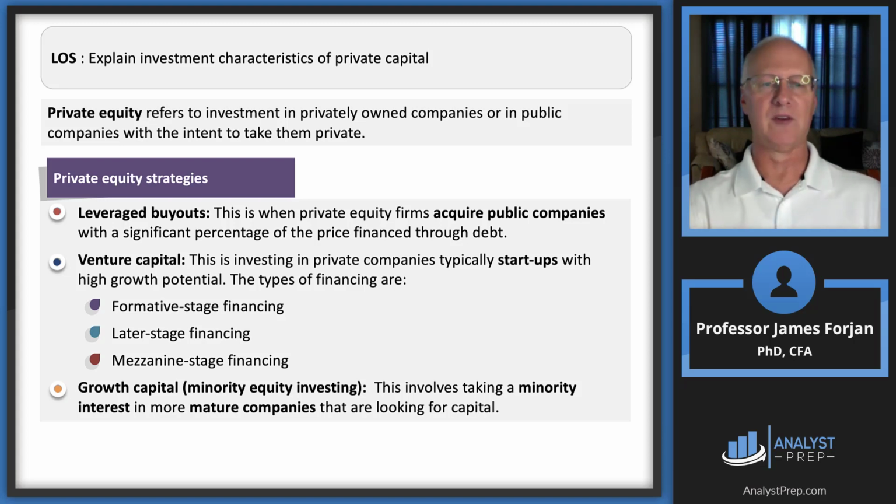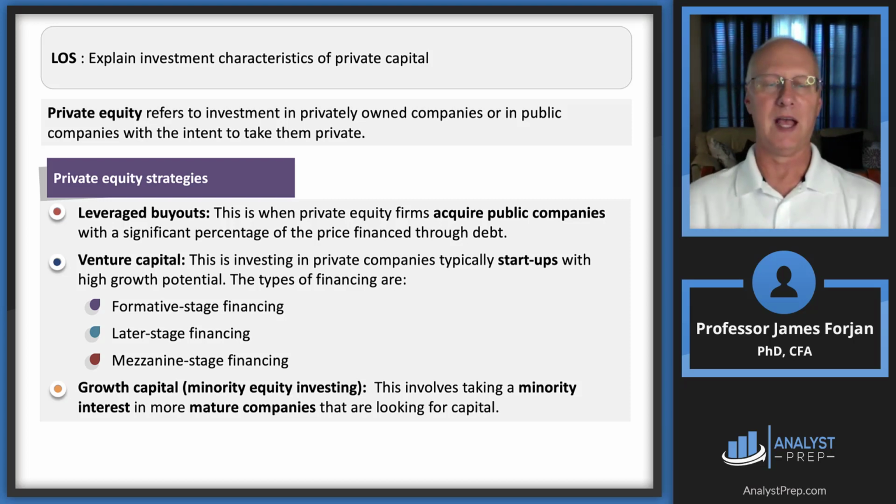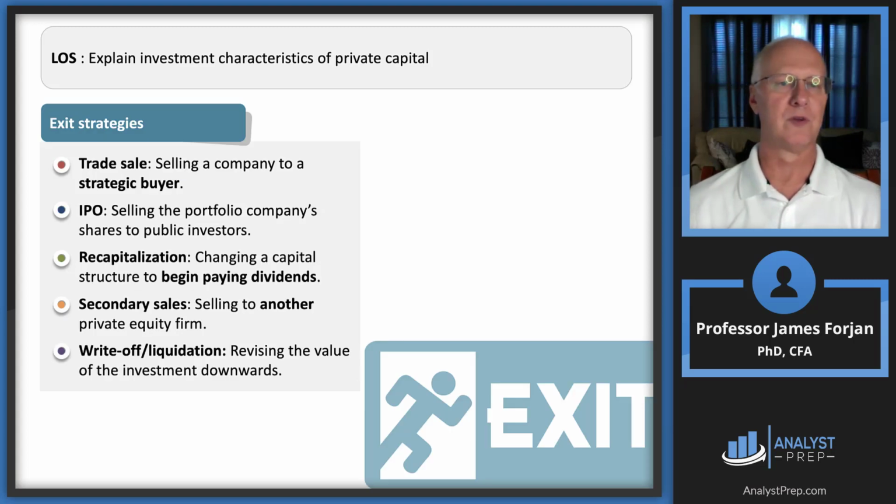So formative stage, this is the stage where an entrepreneur has an idea but doesn't really have any money. So it spreads that idea around, and then other people come around and say, hey, that's a good idea. Here's $10 million. Have a great day. And then as the firm grows, you need some kind of later stage financing. And this is where the capital structure on the right-hand side of the balance sheet becomes more and more interesting, and then mezzanine stage. And then, of course, growth capital, where you have minority interest.